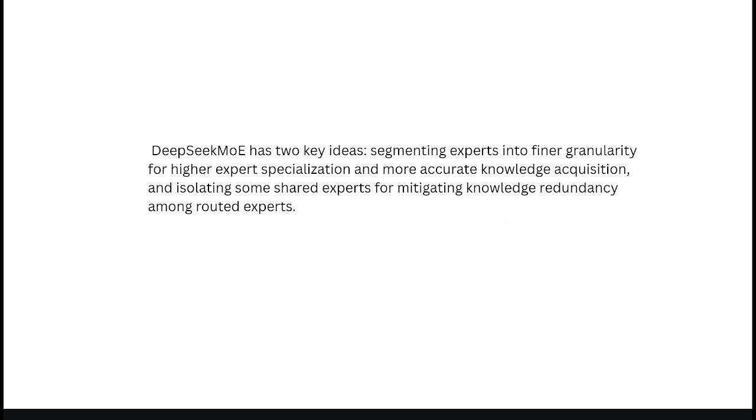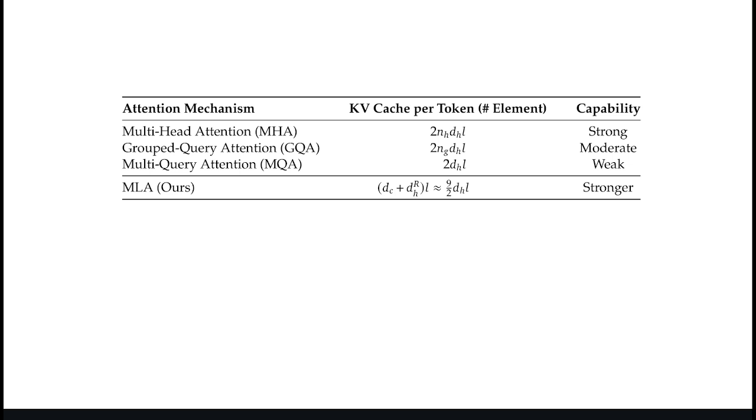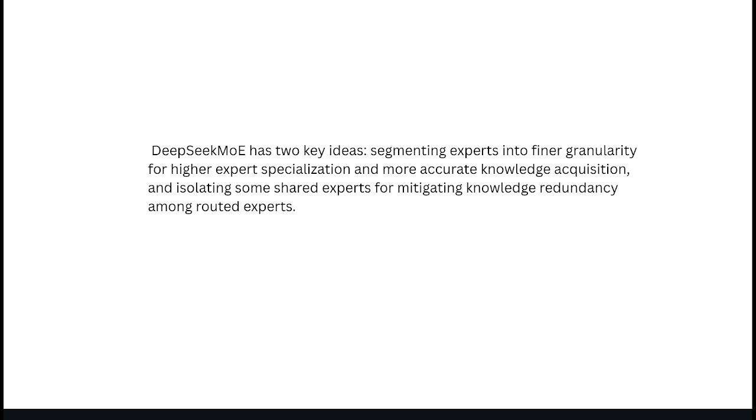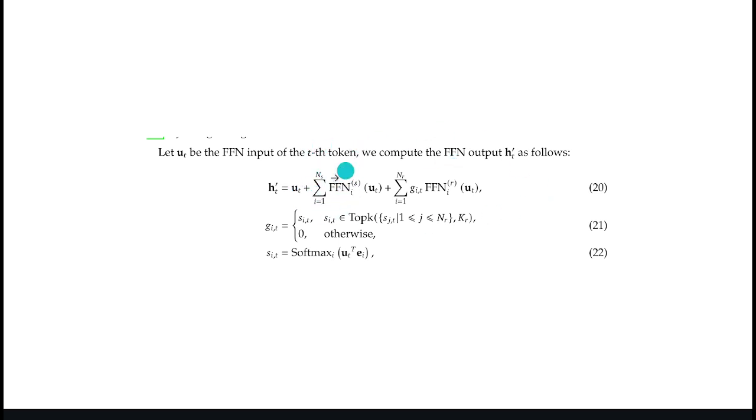That is the MLA, multi-head latent attention. Another contribution is the DeepSeek MoE. It has two key ideas: segmenting experts into finer granularities for higher expert specialization and more accurate knowledge acquisition, and isolating some shared experts for mitigating knowledge redundancy among routed experts. So basically, they have two different types of experts: shared experts and segmented experts. Some experts are always used, that is the shared experts, and some are routed by the gate. Part of them are always on, and part of them are like the traditional mixture of experts.